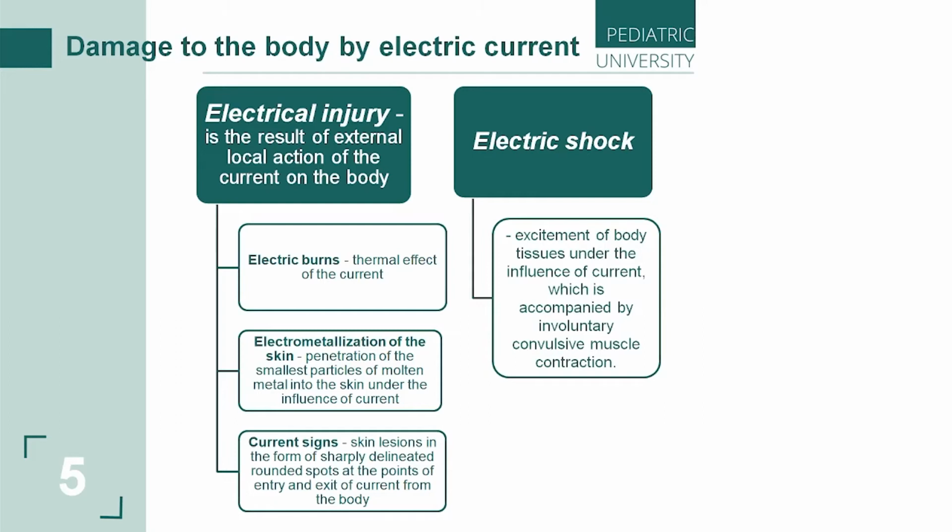Very bad process for our body, and many people may have problems after this, and need treatment after this problem, for example. And current signs, it's not the biggest problem, it's the smallest problem among electrical injuries. As I said, the skin lesions in the form of sharply outlined rounded spots at the point of entry and exit of current from the body with close contact with live parts. That was electrical injury, the types of electrical injuries.